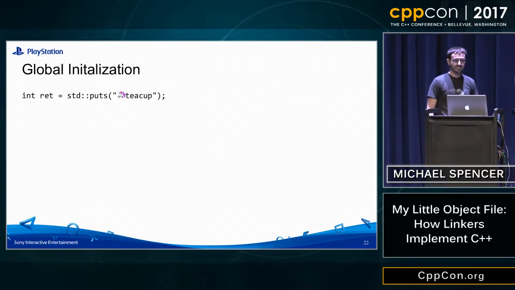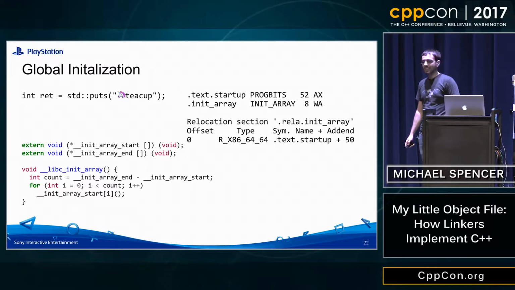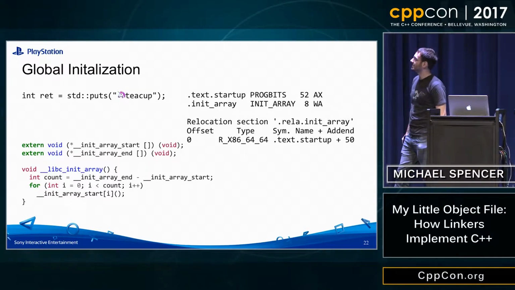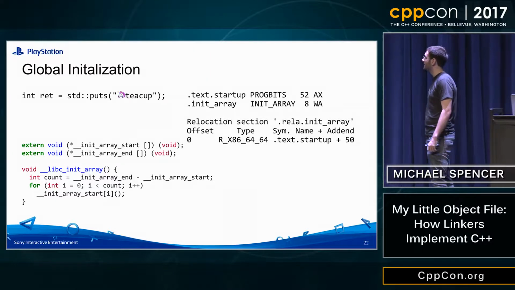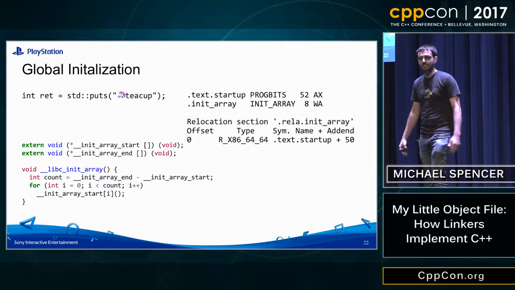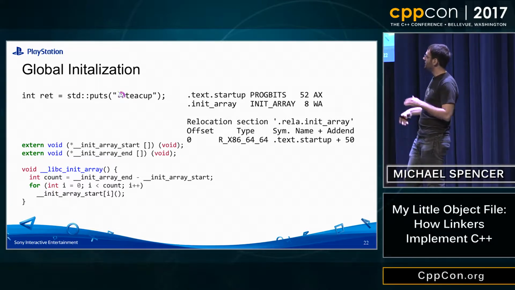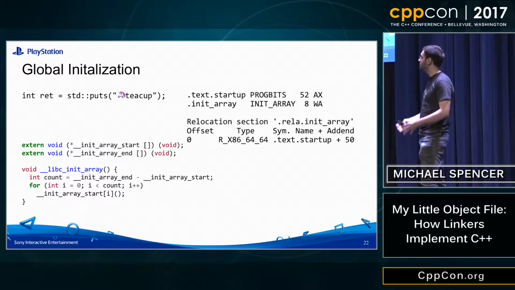So let's go take a look at this thing. And so we've got our section and the relocations. And then your libc is going to have some code like this. What this code does is, the compiler's init array is special. It's part of the semantics of our API. And so it puts an init array start and init array end symbols into your final executable.